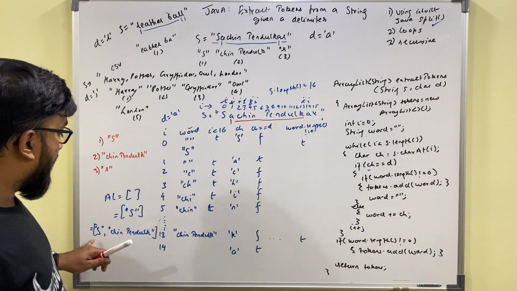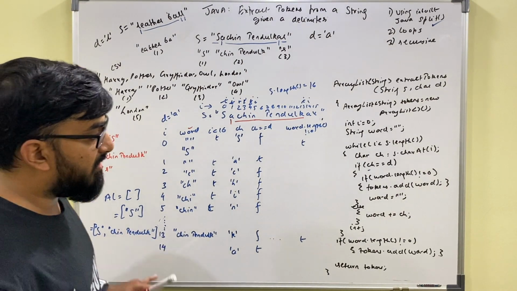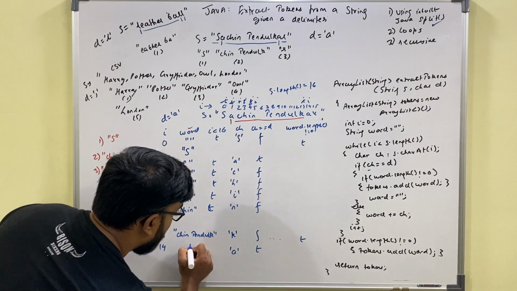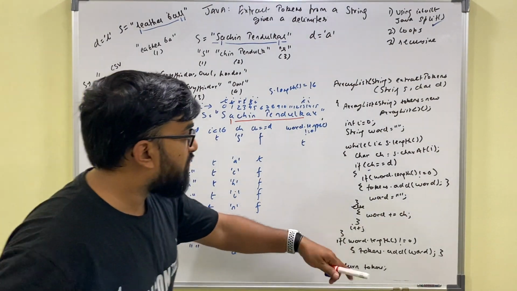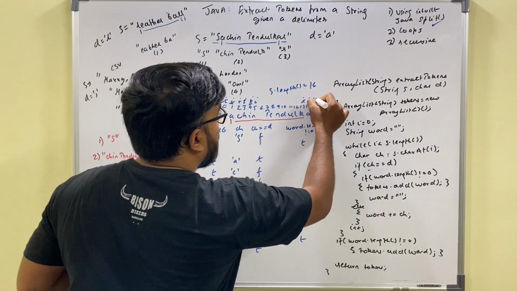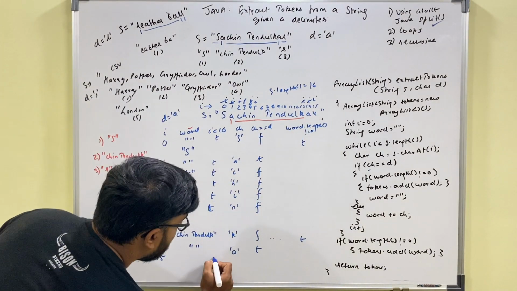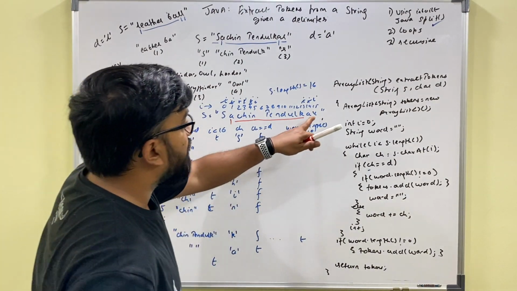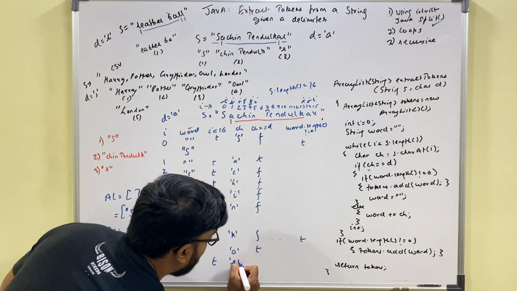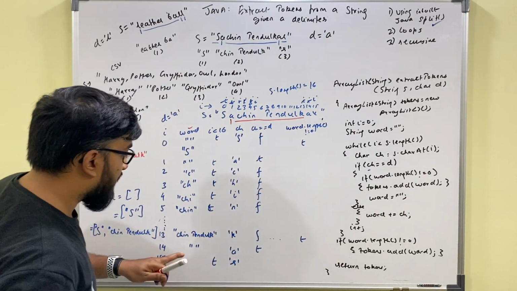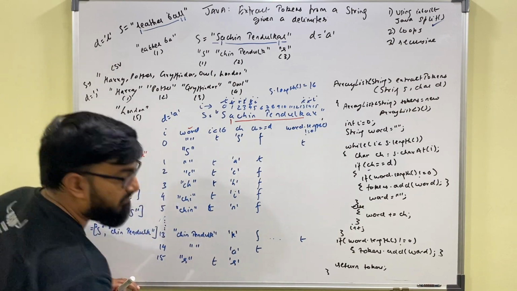This is your array list now. You add one more word to this array list, and you set word to blank. You move on to the next value of i. i becomes 15. 15 less than 16 is true. You have this ch as lowercase r, and this lowercase r is added to your blank word.